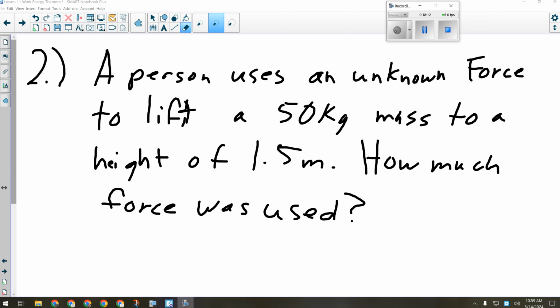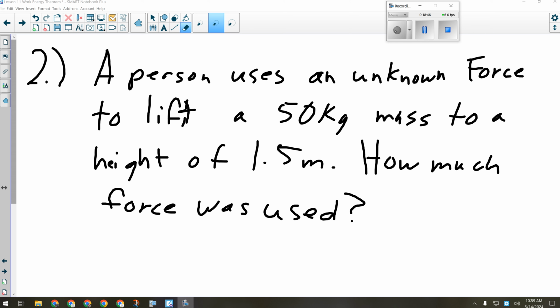Let's have you guys try this one. This one has one little weird thing in it that you get from the context of the question. It's probably going to throw you off a little bit, but that's why we're using it as an example. So in this one, write it down. A person uses an unknown force to lift a 50 kilogram mass, that's like 110 pounds or so, to a height of 1.5 meters. How much force was used?